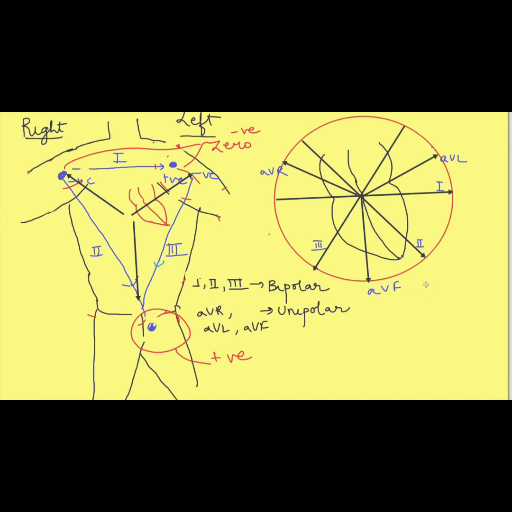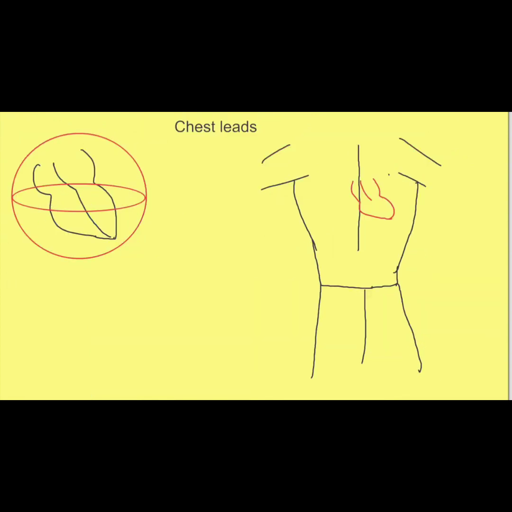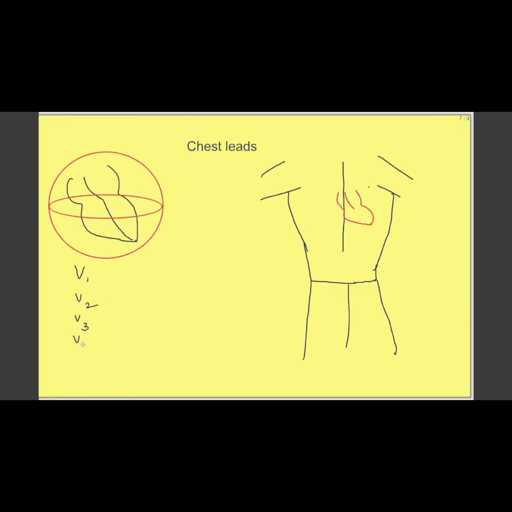That is how depolarization is moving from up to down and right to left. To study how the depolarization is moving in antero-posterior direction, we need chest leads. So there are 6 chest leads, V1 to V6. All these chest leads are unipolar leads. These chest leads look at the depolarization in the antero-posterior plane, that is this plane.